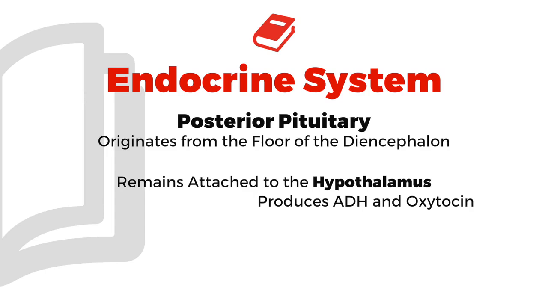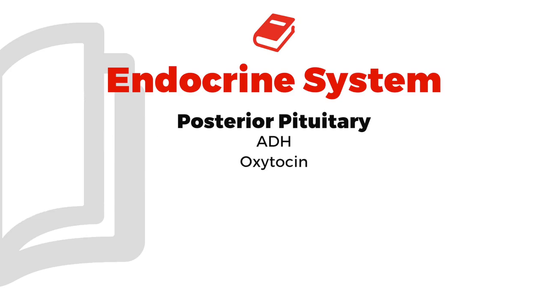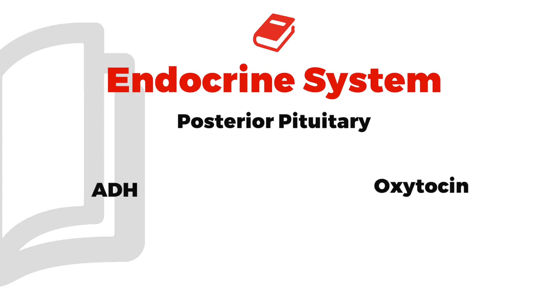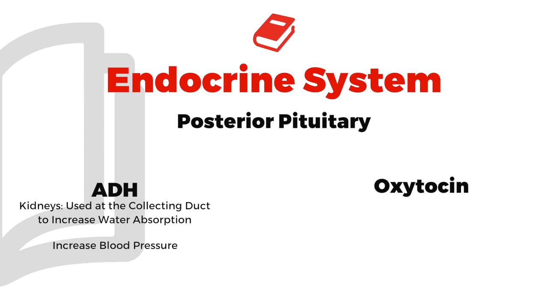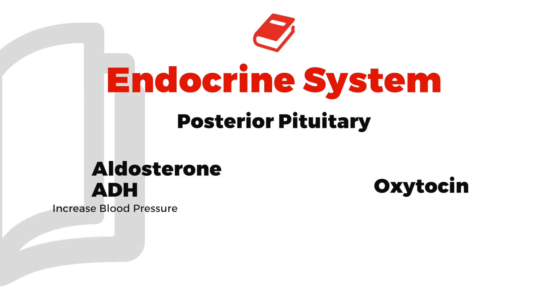Now, if you scroll down in your notes, you'll see ADH, oxytocin. Hey guys, do you remember the difference between ADH and oxytocin? Well, ADH, you're going to know in the kidneys, is used at the collecting duct to increase water absorption. So ADH will increase blood pressure. So as you see that later on in your notes in general physiology, make sure you know that ADH increases blood pressure. By the way, this is kind of a quick aside, so look at this visual. You're going to see the triple A's, as we call them, that increase blood pressure: ADH, aldosterone, angiotensin. Pay attention to those. Triple A, increase blood pressure.